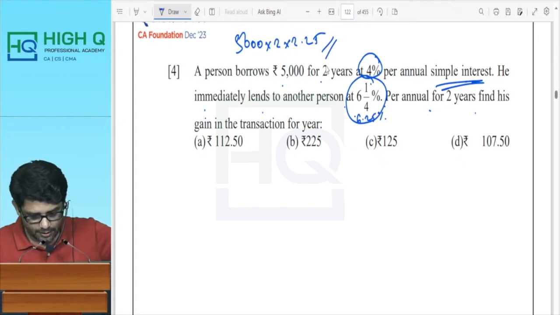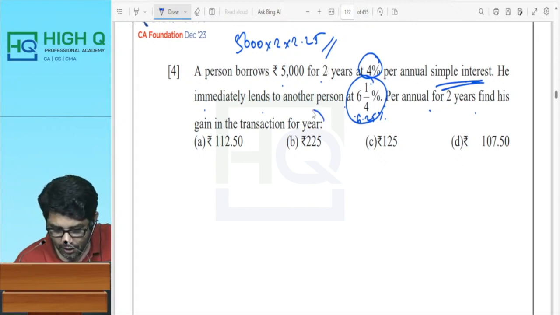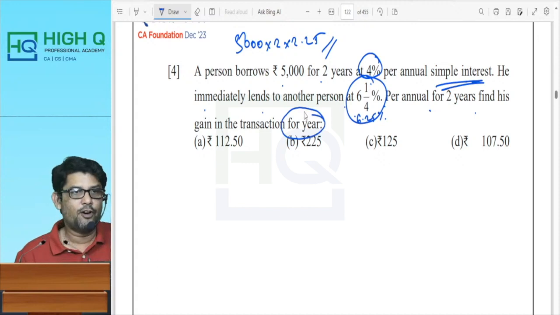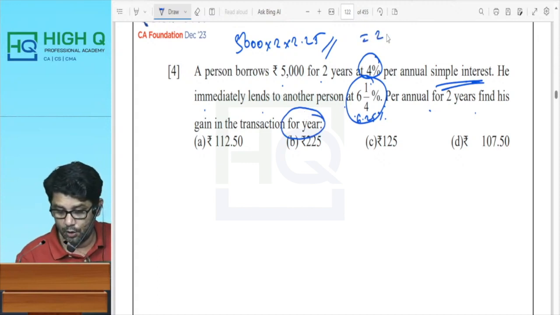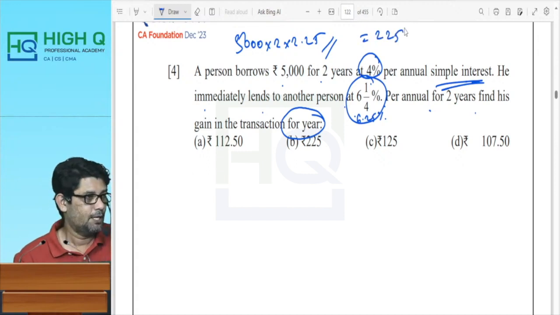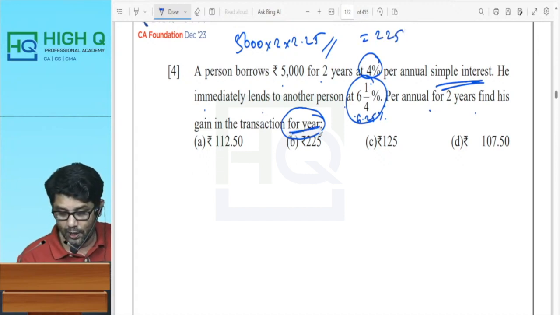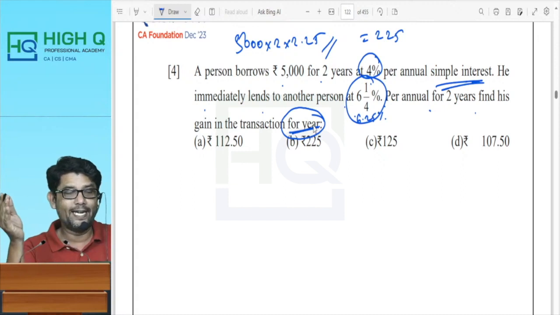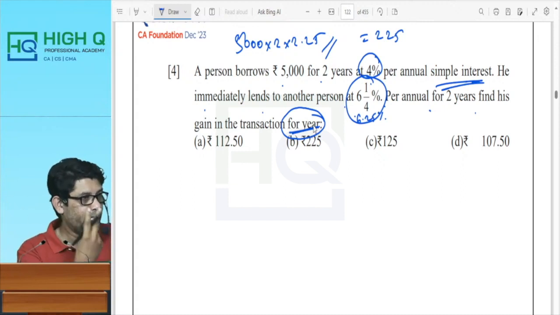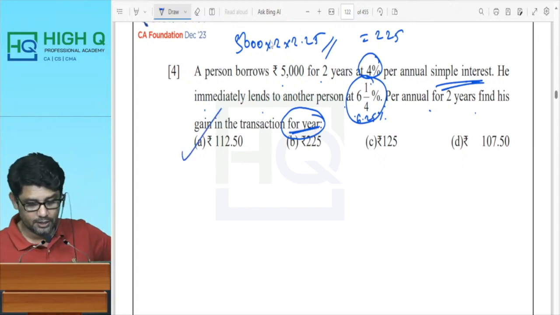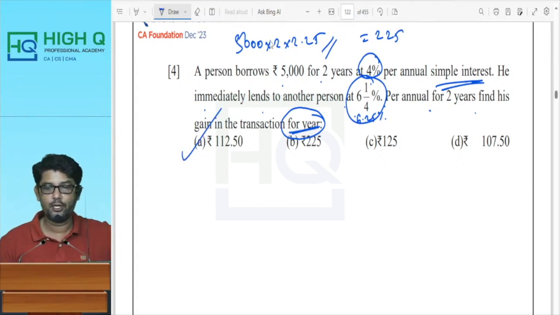Oh, sorry. For 1 year. Actually, the total amount we gained is what? 225. But the question is what? For 1 year. So in 2 years you gained 225. In 1 year, how much? 112.5. That is your right answer.